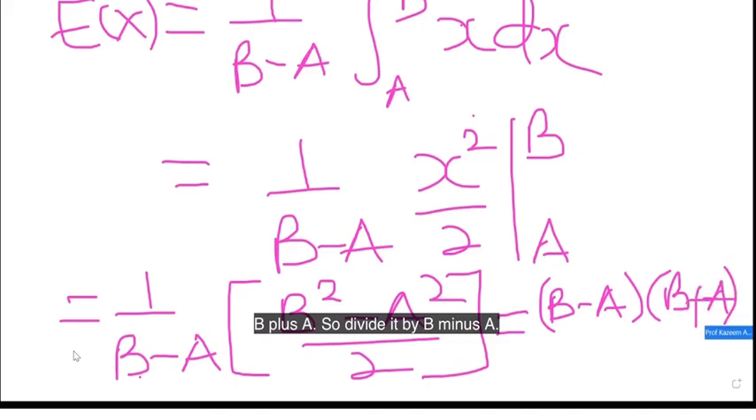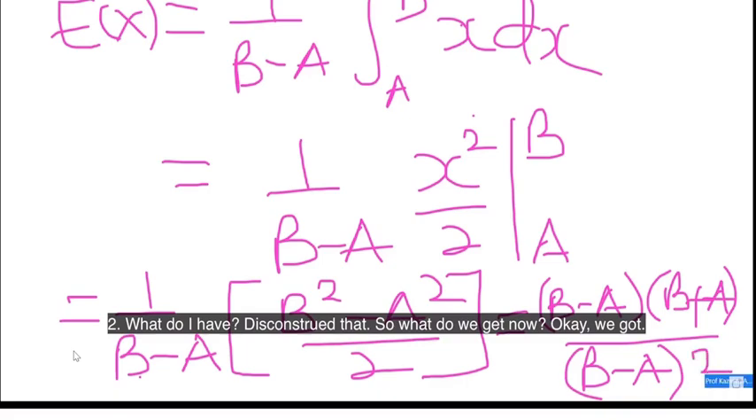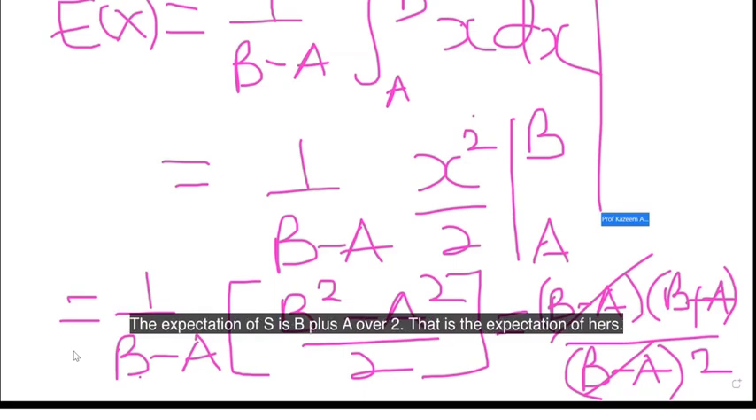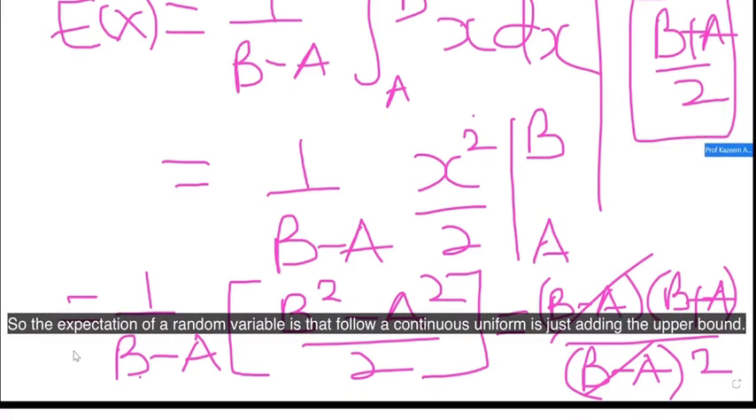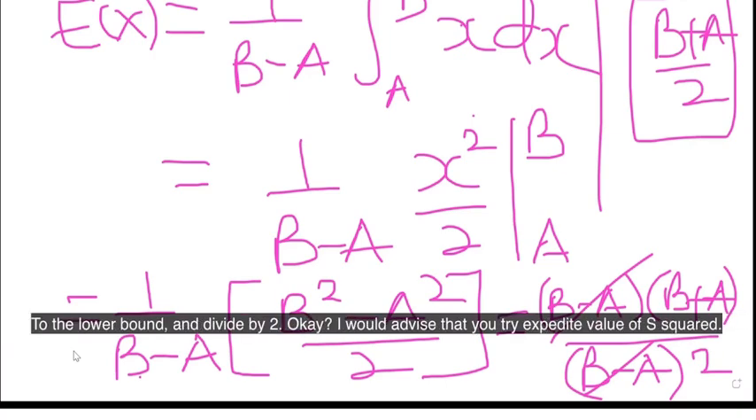So divided by b minus a, 2. What do I have? This cancels that. So what do we get now? Okay, we got the expectation of s is (b plus a) over 2. That is the expectation of s. So the expectation of a random variable s that follows a continuous uniform is just adding the upper bound to the lower bound and dividing by 2.